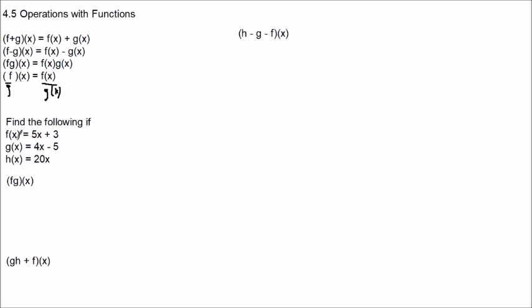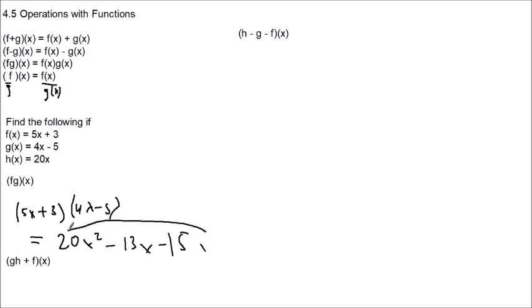Find the following, if f of x equals 5x plus 3, g of x equals 4x minus 5. So fg of x, we just multiply them together, just like this. f of x times g of x. So 5x plus 3, multiply that by 4x minus 5, and then you should get 20x squared minus 13x minus 15. That is your answer right there.